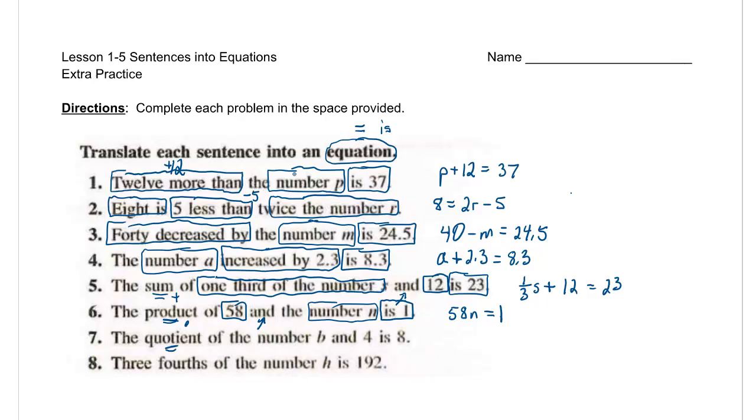Okay, the word quotient, that's division. But you have to read further to see what the two things being divided are, and those two things are going to be joined with the word and. So one of them is the number b, and the other thing is the 4. So our quotient is b divided by 4. And now it says is 8. Okay, number 8, 3/4 of h. 3/4 h. And now it says is 192.